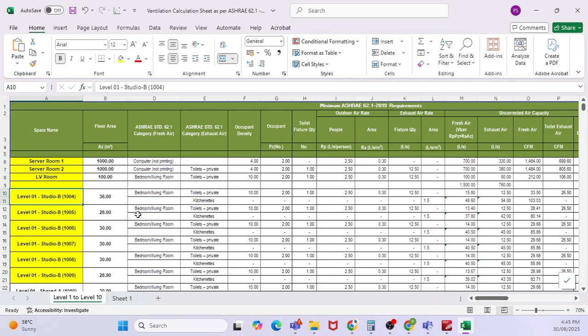For example, if you have a studio and a bedroom, what is my fresh air requirement? Based on the people, 2.5 liter per second, and based on the area, I will calculate per meter square. Then I have an area and a number of people, so based on that I can calculate 15.8 liter per second fresh air. And what about the exhaust? I have one toilet here, and for that toilet I have 12.5 liter per second. So this is my exhaust, and this is actually in CFM, so you are just converting into CFM. This is the way you calculate your fresh air and your exhaust air.